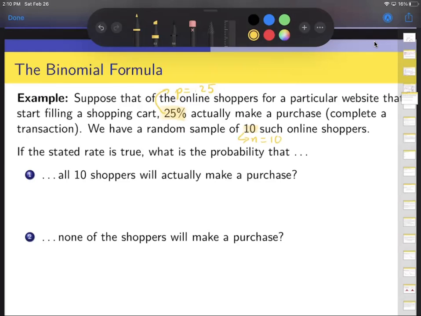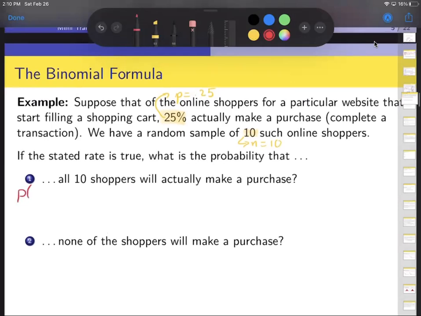Now I want to know what is the probability that all 10 shoppers will actually make a purchase. So this means I want to know the probability of the first person making a purchase. Instead of writing purchase, I'm just gonna write P, little p. And the second person making a purchase, and the third person making a purchase, all the way to the 10th person making a purchase. Right. So how many are there?